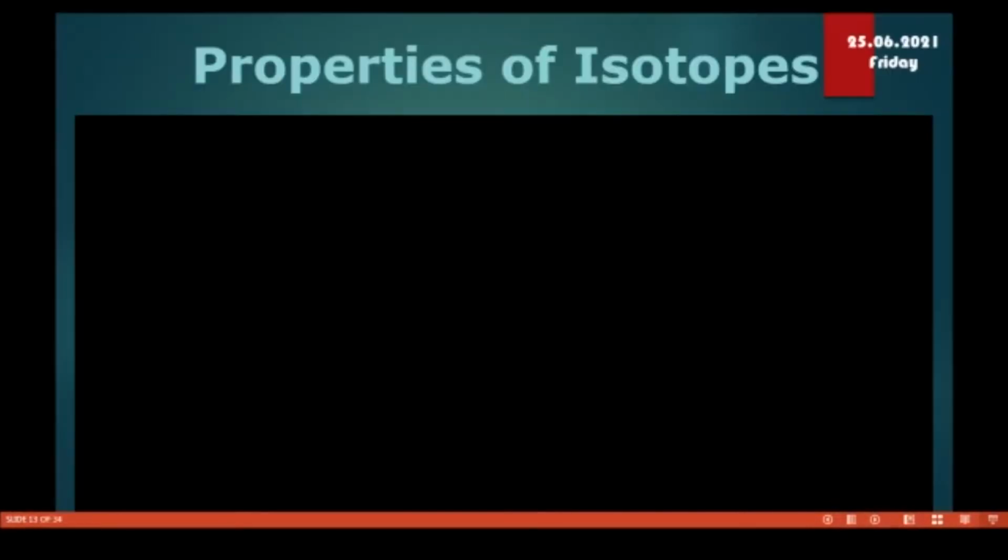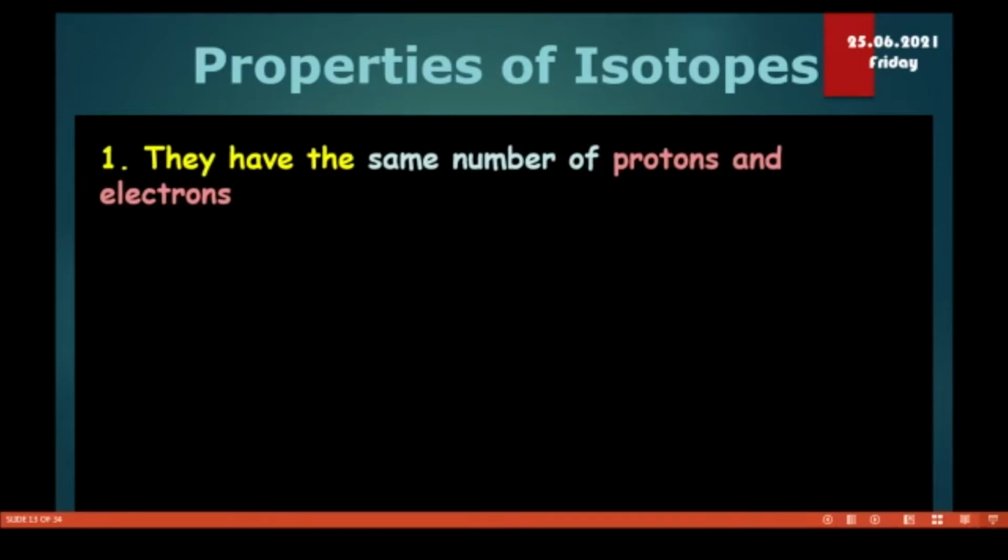Now, properties of isotopes. The first property is that they have the same number of protons and electrons.